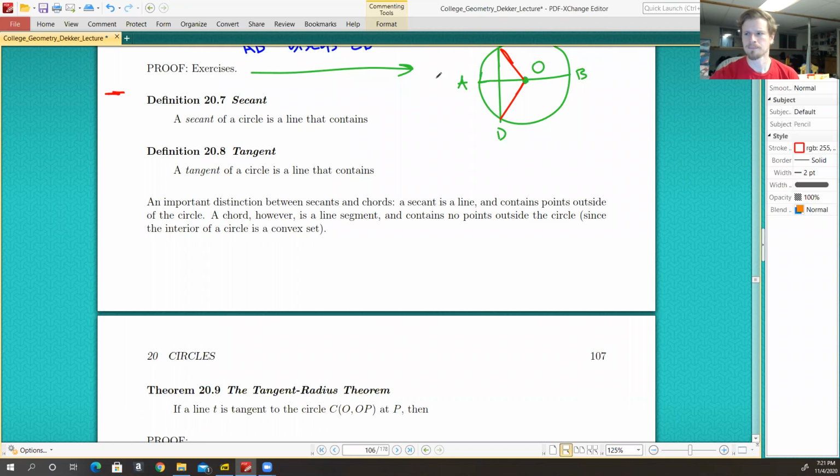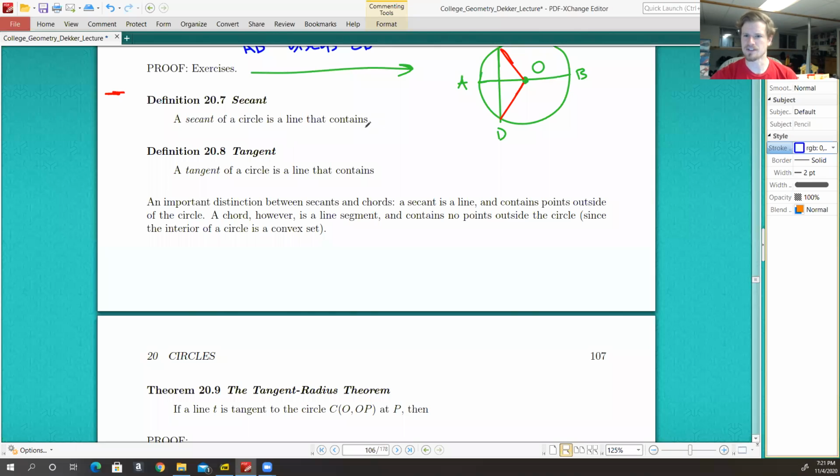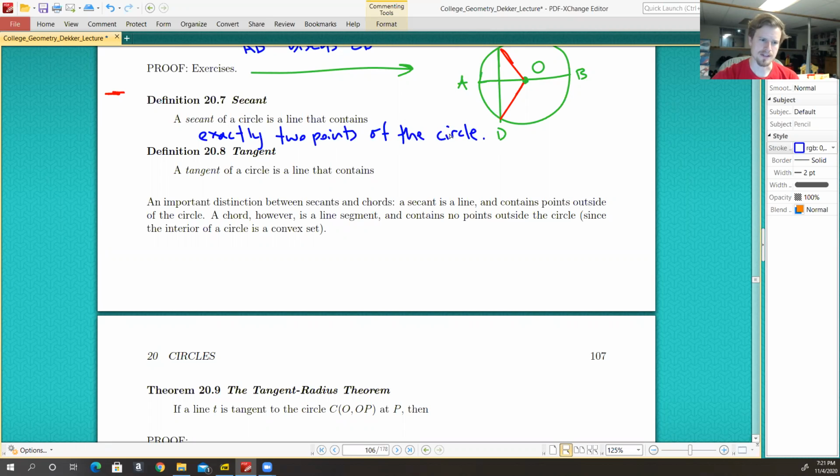secants and tangents. A secant line of a circle is a line that contains exactly 2 points of the circle. Well, that doesn't seem terribly strange. Don't all lines? Well, not quite. Of course, tangent lines contain exactly 1. So a secant line of a circle is a line that contains exactly 2 points, and a tangent line of a circle is a line that contains exactly 1 point.